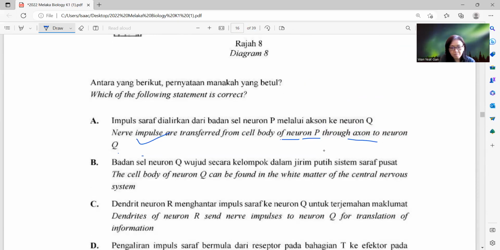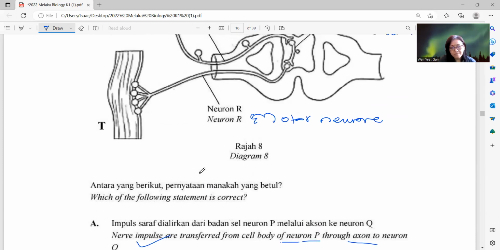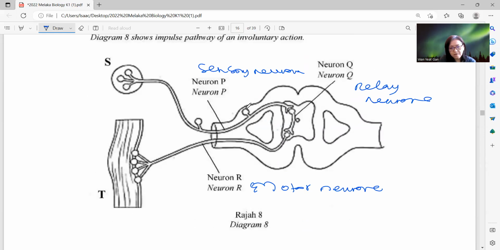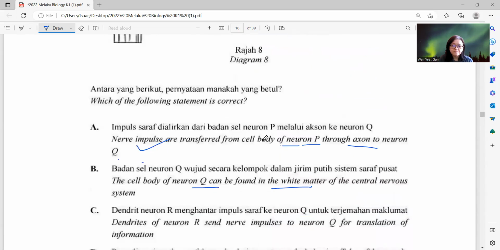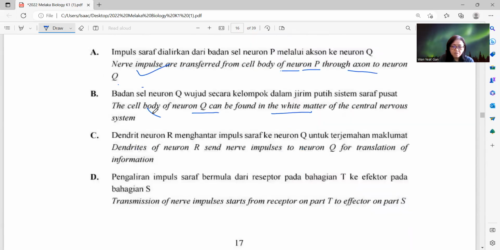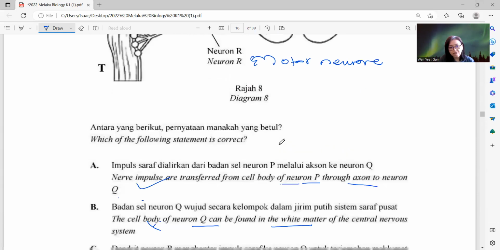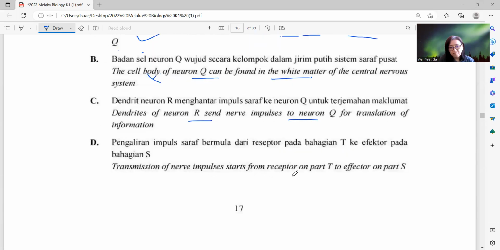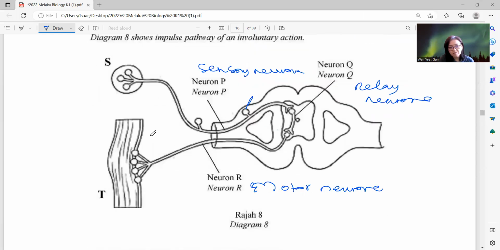The cell body of neuron Q can be found in the white matter of the central nervous system. No, the cell body is actually found in the dorsal root ganglion, so it's wrong. Neuron R sends nerve impulse to neuron Q. R sends to Q, no, it's the wrong direction. Nerve impulse starts from the receptor on T to the effector on S. Starting from T to S, no, this is the receptor, this is the effector here.